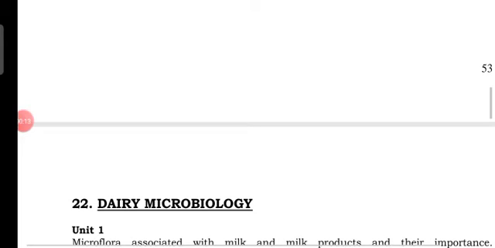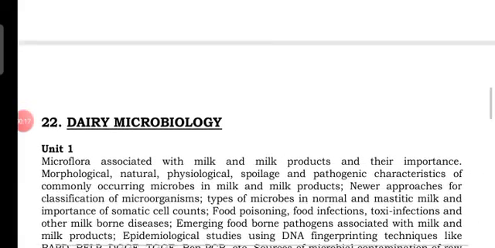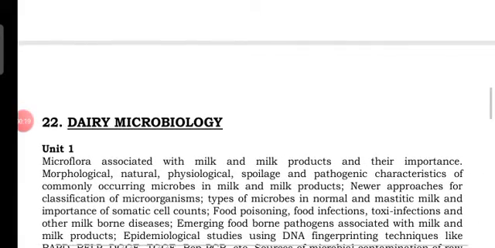This is the complete syllabus for dairy microbiology for the ICAR NET, ARS and SRF examination 2021. Unit number 1 is microflora associated with milk and milk products and their importance; morphological, cultural, physiological, spoilage, and pathogenic characteristics of commonly occurring microbes in milk and milk products; newer approaches for classification of microorganisms.